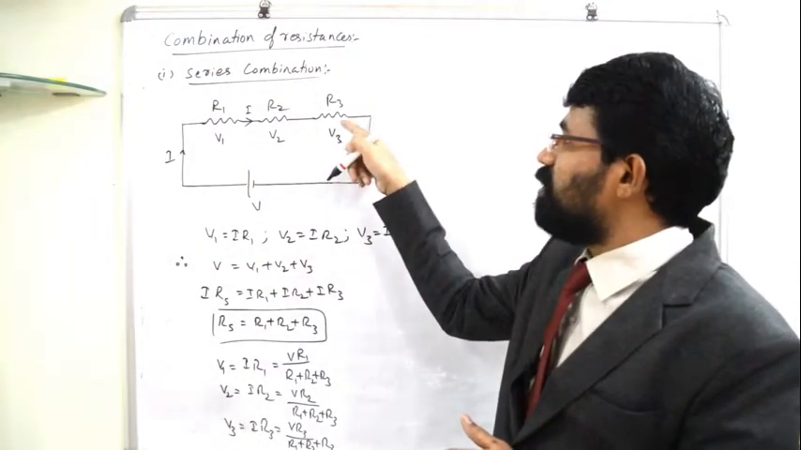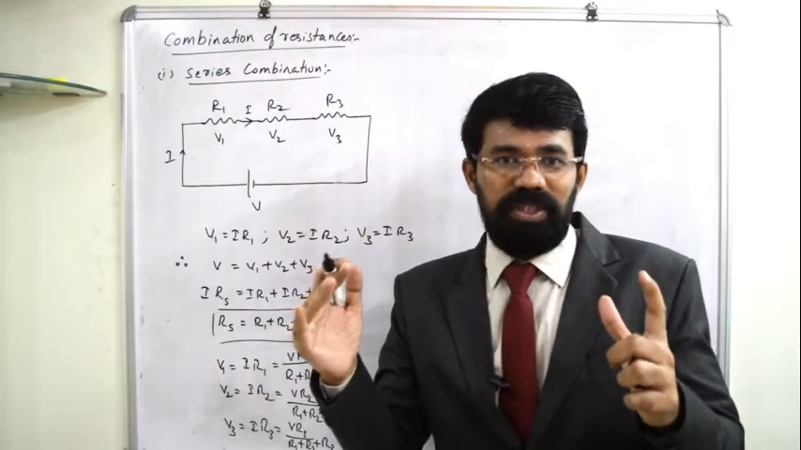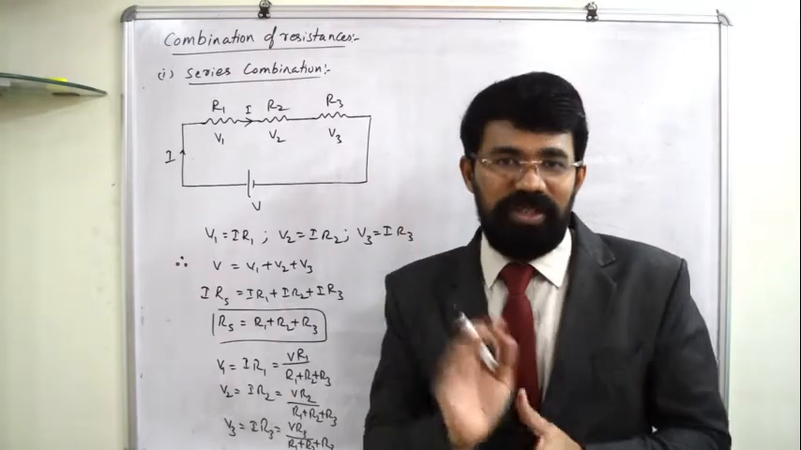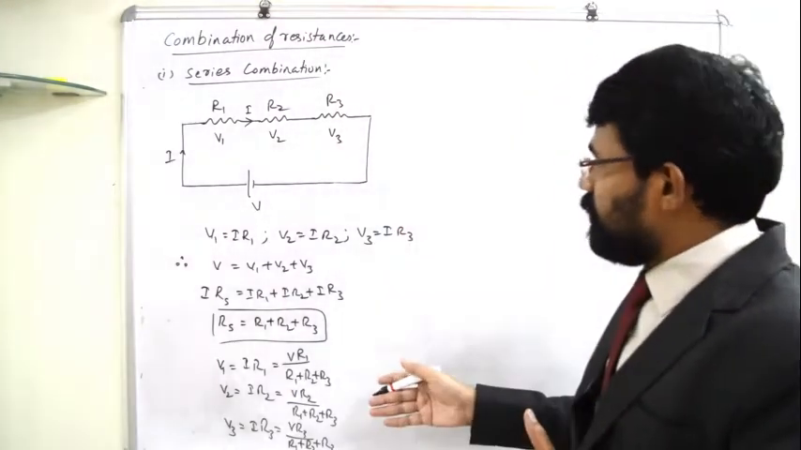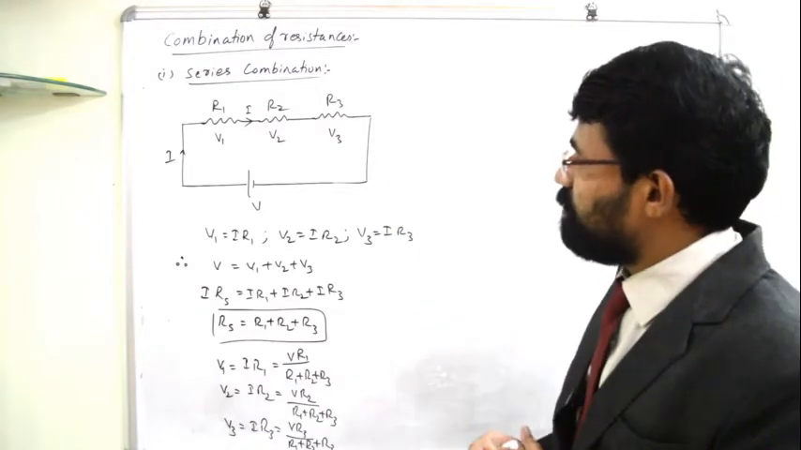6 is greater than the greatest value of the combination. What is the greatest value of the combination? 3 is the greatest value of the combination. So whatever total resistance offered by the circuit, it will always be greater than the largest value in the combination. Remember this point. So these are the details you can remember in connection with the series combination.